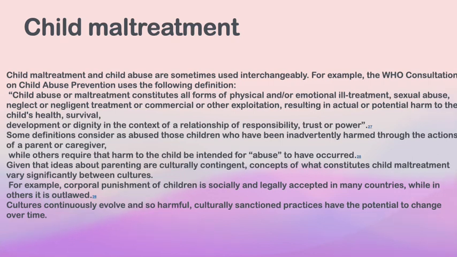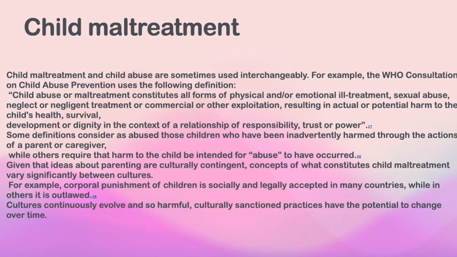Child maltreatment. Child maltreatment and abuse are sometimes used interchangeably. For example, the WHO consultation on child abuse prevention used the following definition. Child abuse or maltreatment constitutes all forms of physical and emotional ill-treatment, sexual abuse, neglect, negligent treatment, commercial or other exploitation, resulting in actual or potential harm to the child's health, survival, development or dignity in the context of a relationship of responsibility, trust, or power. Some definitions consider as abused those children who have been inadvertently harmed through the action of the parent or caregiver, while others require that harm to the child be intended for abuse to have occurred.